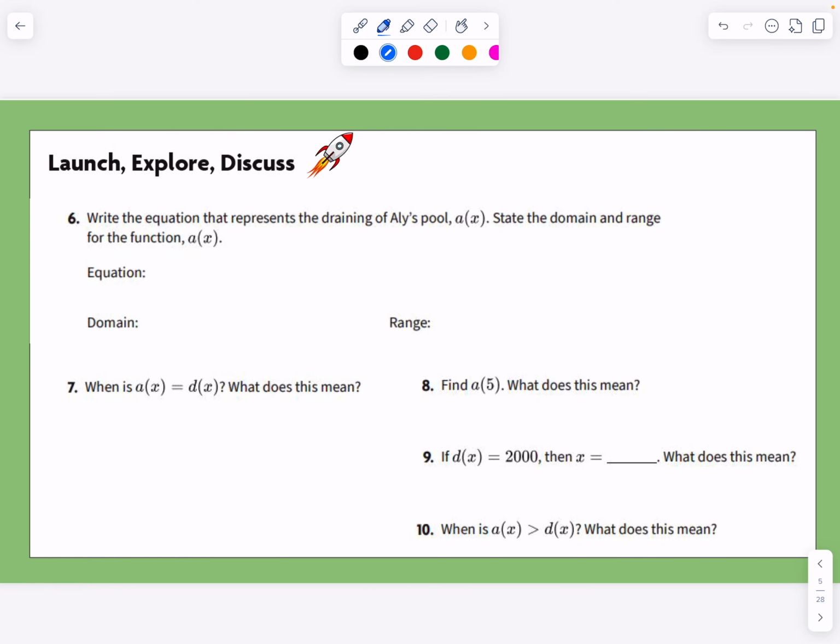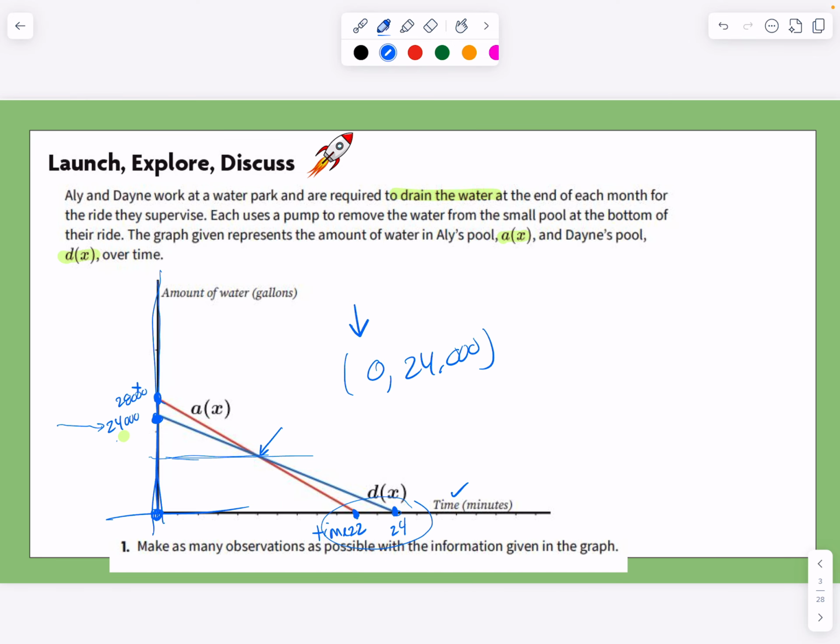Now it says, write the equation that represents the draining of Allie's pool. State the domain and range for each function. So for Allie's pool, what's interesting to me when I was looking at this is it didn't actually, unless I missed it somewhere, tell me what her starting value was. I just know that that's a point there, and I can see it's 22,000 when she's done, and we knew it went above there. So I'd have to go back in my notes and see what that was. I made a note here of 28,000, so I'm not sure where that came from, honestly, but that's okay.